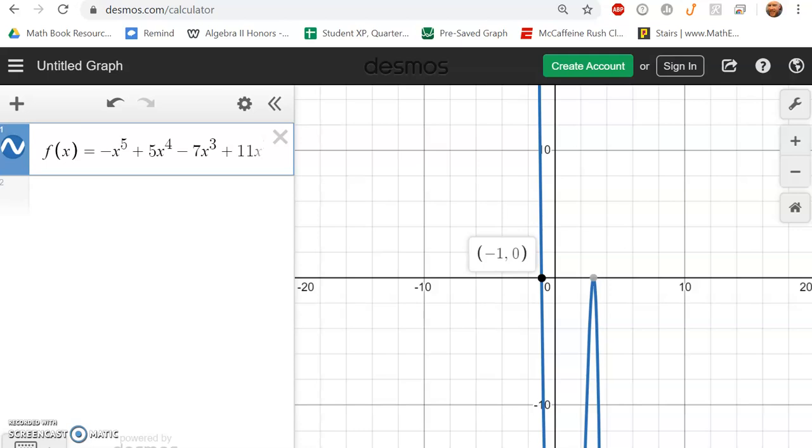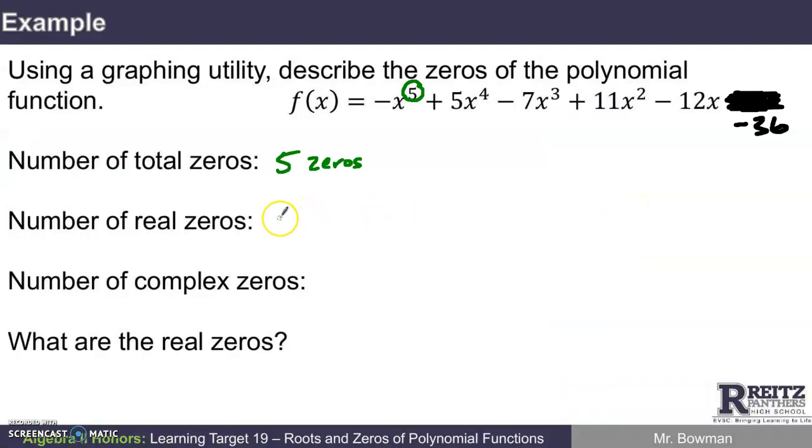I see two different zeros. I see -1 and 3. But I also see that at 3, the graph does not cross the x-axis. It merely touches it and then goes back the same direction it came. That's a double zero right there. So really, this is 1, 2, and 3. This one counts twice. 1, and since this is a double zero, 2, 3. This one has 3 real zeros. One of them is a double zero. Sometimes we also call that a double root.